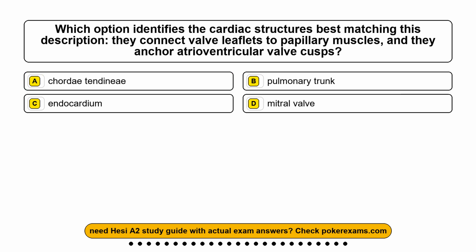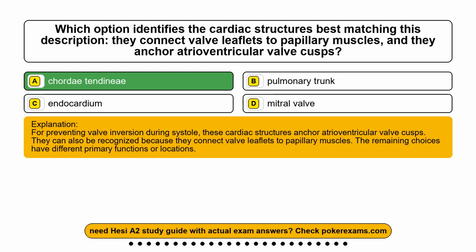Question 3. Which option identifies the cardiac structures best matching this description? They connect valve leaflets to papillary muscles, and they anchor atrioventricular valve cusps. Option A, chordae tendineae. Option B, pulmonary trunk. Option C, endocardium. Option D, a mitral valve. The correct answer is option A, chordae tendineae.